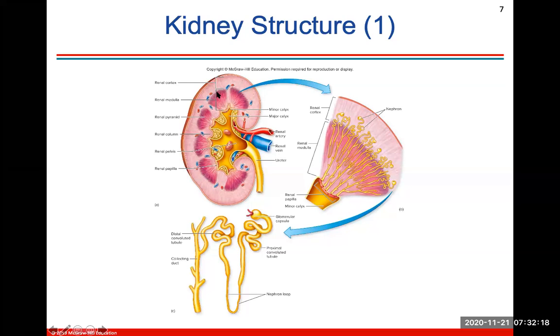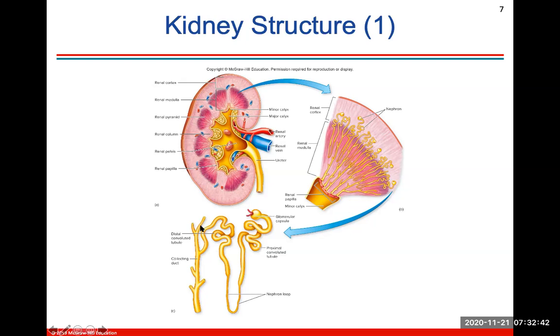Here's the renal pyramid in the renal medulla. The renal cortex is the layer on the exterior of the kidney, and each renal pyramid will drain into a minor calyx. Minor calyxes come together to form a major calyx. And this area right here is the renal pelvis, which will take the urine out through the ureter.